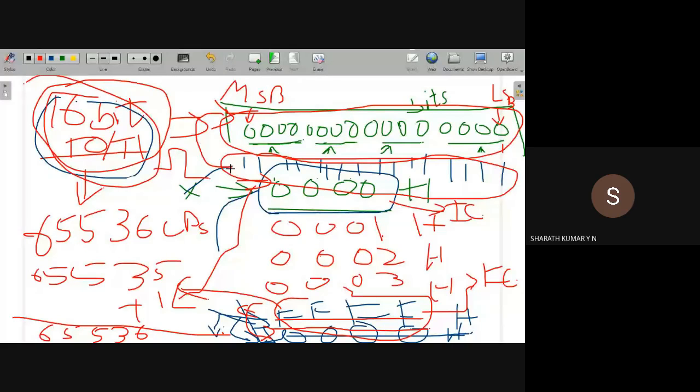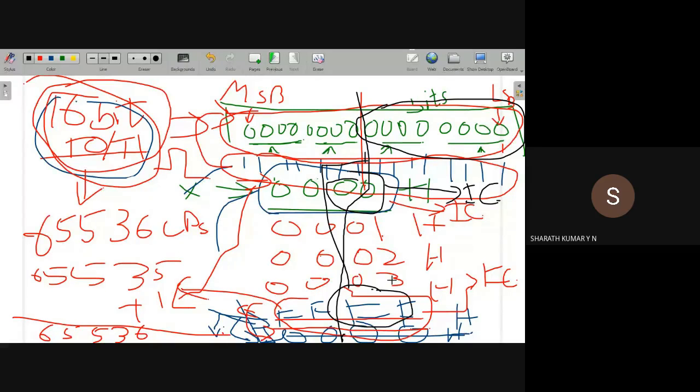Let's imagine what it is for an 8-bit timer. For an 8-bit timer, it starts with 00000000. That means its initial count is 00H, and the final count is only FFH. Why? Because it is only an 8-bit timer.